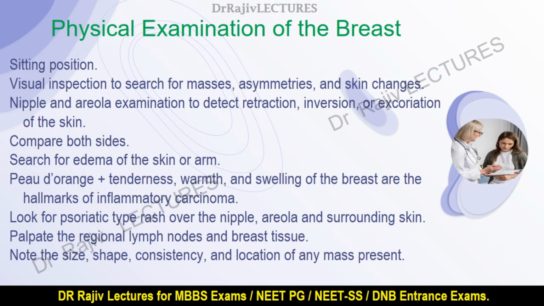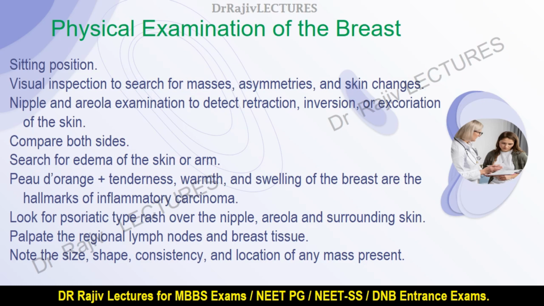The physical examination begins with the patient in the sitting position. Visual inspection of the breast aims at searching for obvious masses, asymmetries, and skin changes. The nipples are examined for the presence of retraction, inversion, or excoriation of the skin and both sides compared. The use of indirect lighting unmasks subtle dimpling of the skin or nipple that may be caused by a carcinoma. The asymmetry and dimpling may be accentuated by raising the arms high above the head or tensing the pectoralis muscles.